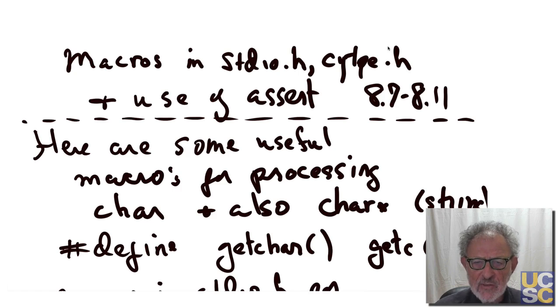Now we're going to look at some very useful macros that can be found in various of the standard libraries, including stdio.h and ctype.h. And we're going to emphasize the use of a macro, sort of a piece of code found by using a #define, and that #define will be the define of what's called an assert.